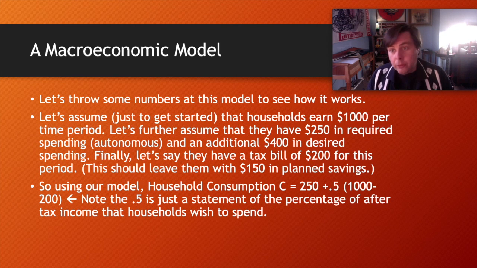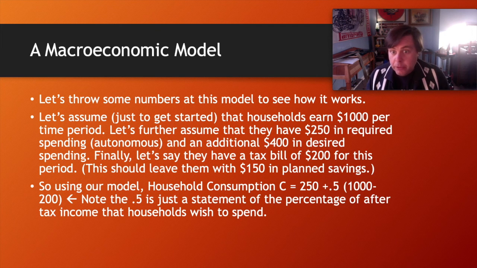Okay, so let's try plugging some numbers into this. Let's throw some numbers at it and see if this works. I'm just going to pull these numbers out of the air right now. Let's assume that households earn $1,000 per time period. And let's further assume that they have $250 in required spending or autonomous spending. So that's like your rent, your mortgage, things like that. And they have an additional $400 in desired spending. So that's the induced spending.